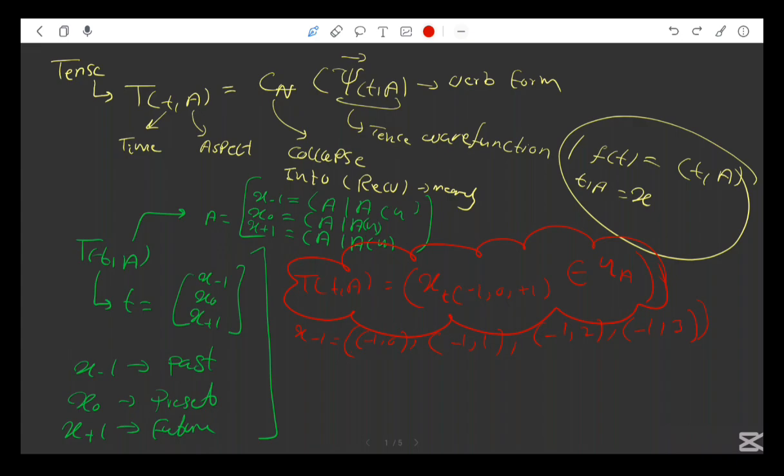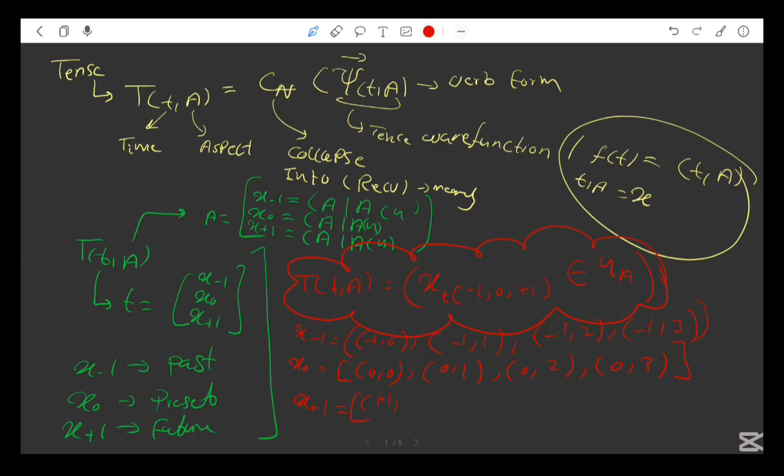And what about x sub 0? X sub 0, which has 0 and 0, is simple present tense. And we have 0 and 1, which is present continuous. We have 0 and 2, which is present perfect, and we have 0 and 3, which is present perfect continuous tense. And what about x sub plus 1, which also contains 4 parts, which is positive 1 and 0.